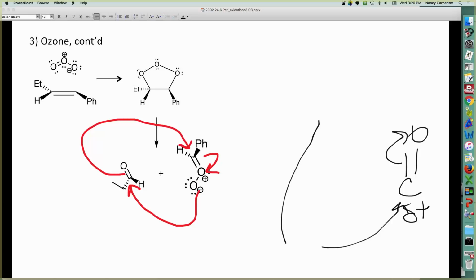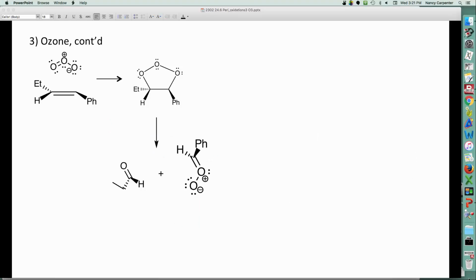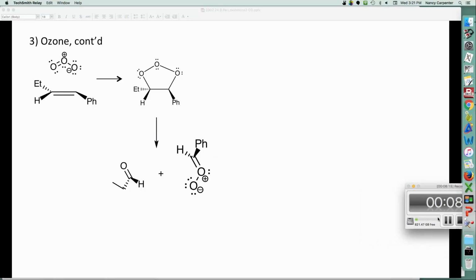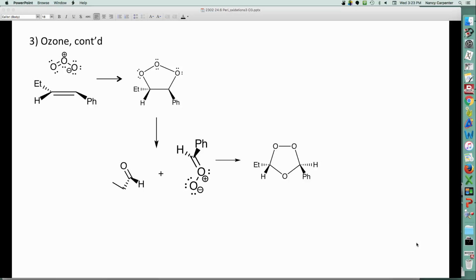So basically we're going to clean up this mess. All right, so we get that intermediate, and then that kind of equally explosive and dangerous intermediate. This is called the malozonide. That thing falls apart to give you your cleaved products. Here's the deal though. You've got that key vulnerable carbon-hydrogen bond that can be oxidized.